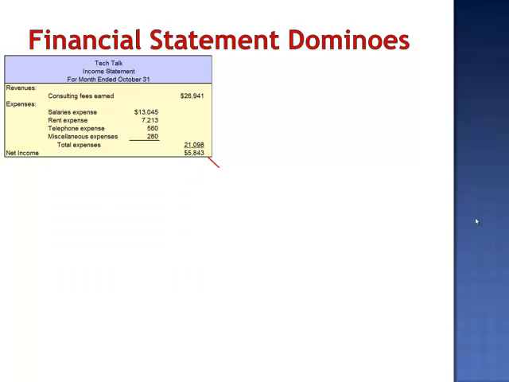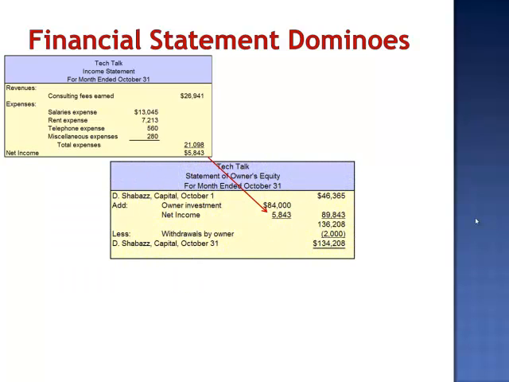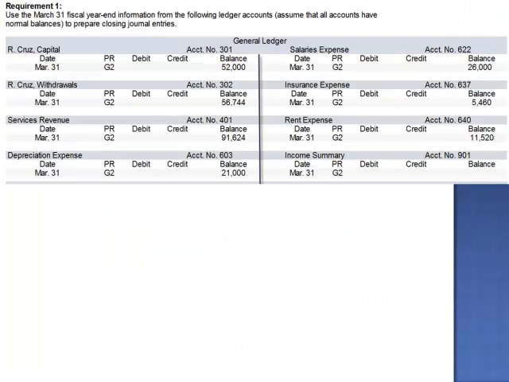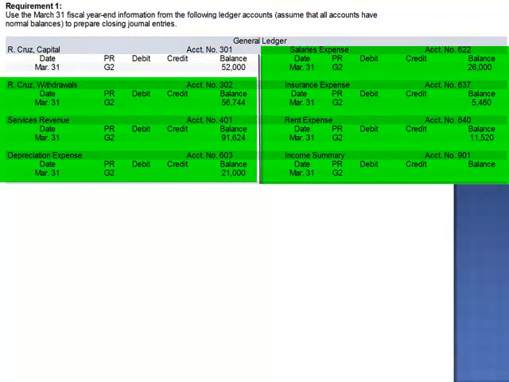The answer from the income statement, which is now in the income summary account, will then be transferred to the owner's capital account. And finally, the withdrawals will be subtracted from capital. So let's look at the closing entries for exercise 1. Each of the accounts listed here is a subset of equity. The capital account is the permanent equity account. The revenues, expense, and withdrawal accounts are all temporary equity accounts.